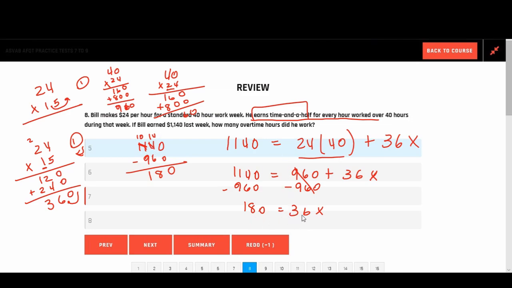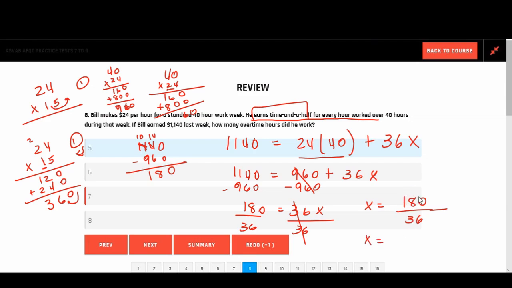So now we have 36x equals 180. Going to divide both sides by 36 to just get x by itself. This crosses out. We're left with x equals 180 divided by 36. If you want, you can reduce this. I can see that both of these are going to be divisible by 6.